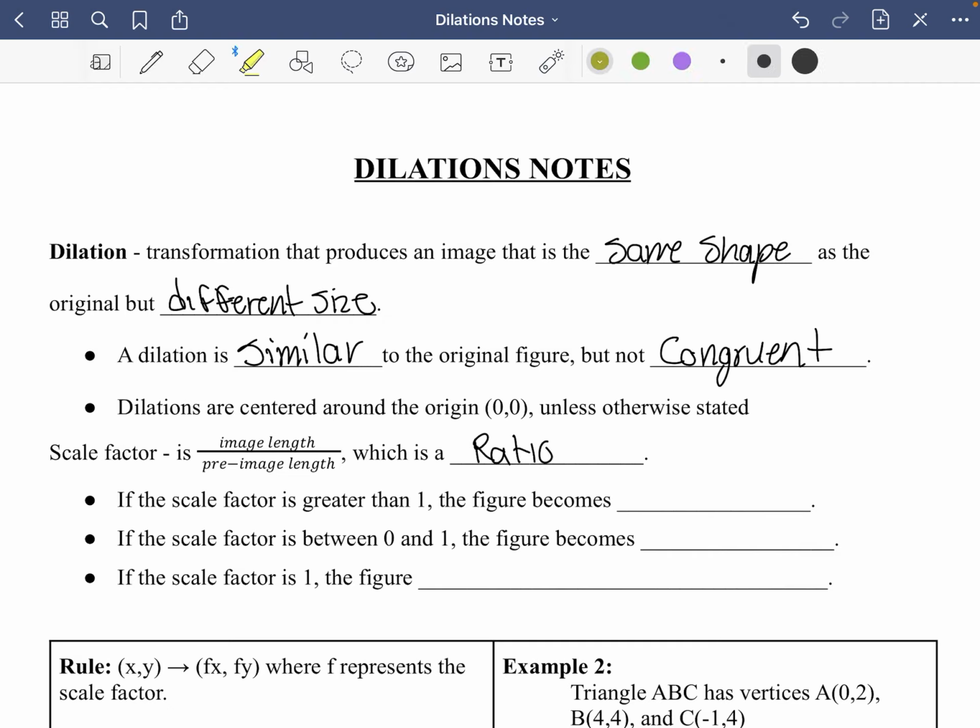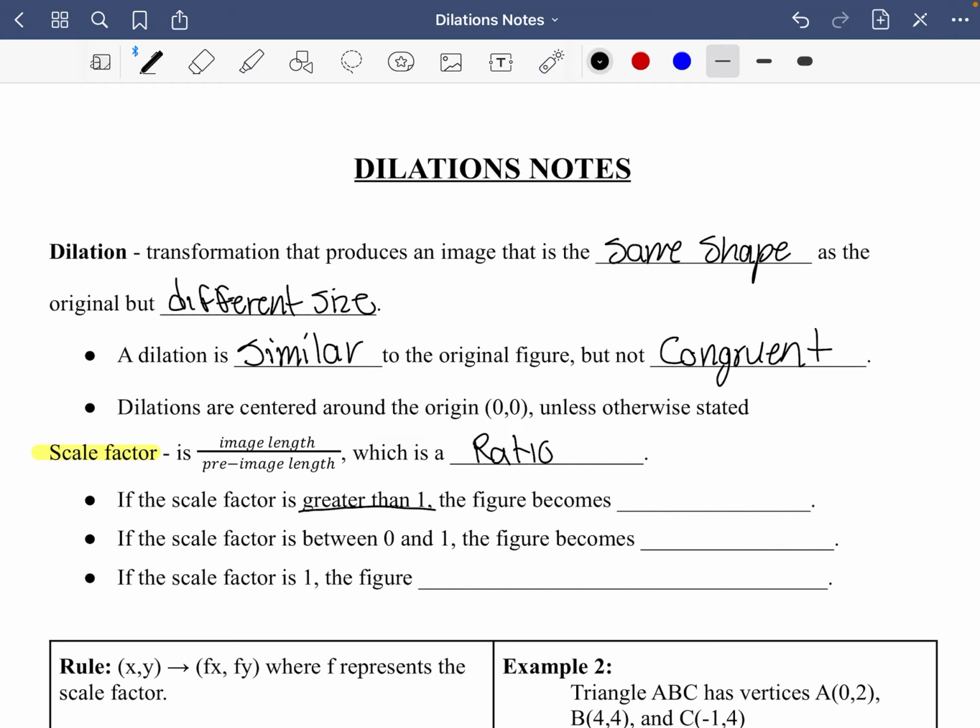In order for us to understand that we are doing a dilation, they're going to give us a scale factor, or they're going to ask us to find a scale factor. So that's a key word that we look for, so we know that we're doing a dilation, which is the word scale factor.